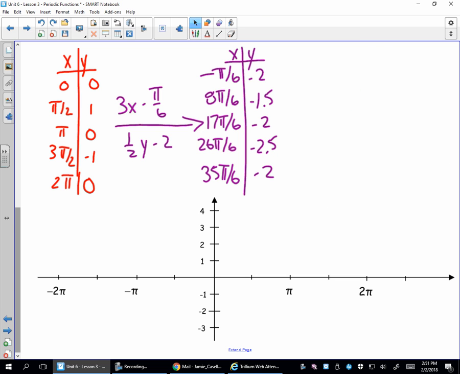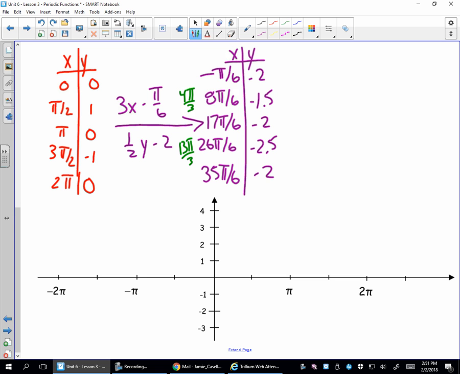Now, those aren't necessarily nice numbers to graph. Maybe you want to reduce some of them if you can. Like 8 pi over 6 is actually 4 pi over 3. 26 over 6, that'd be 13 pi over 3. I don't know if those are necessarily easier, but you know where they are. And we can graph this. Okay, let's give it a try.